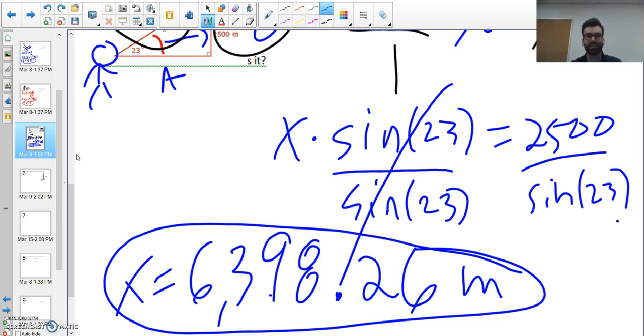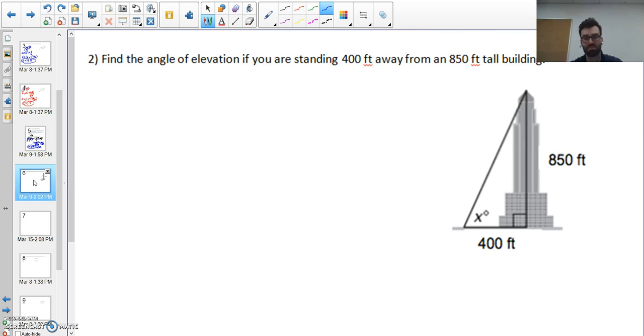Isn't that just neat? Isn't that just cool? Aren't you going to go tell your friends this weekend that you know how to use trig in real life? I think you are. I think you might. I certainly do. And you know what they say? They say, you know what? That's really cool, man. I'm happy for you. Say thank you. And I just keep going. Ready? Let's keep going.